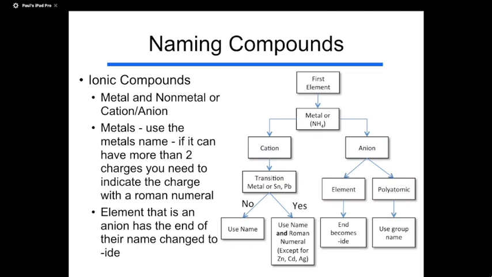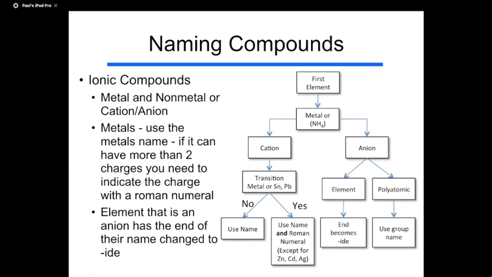Now, once you've named the first thing, you've got to name the last thing, the anion. If it is an element, not a group, then you take the name of it, like fluorine, and you drop the ending and put "ide." So fluorine becomes fluoride. Chlorine becomes chloride. Sulfur becomes sulfide. Oxygen becomes oxide. Nitrogen becomes nitride.